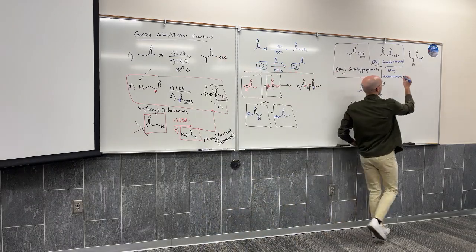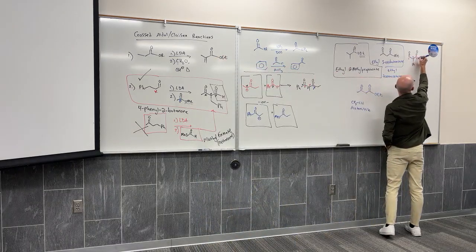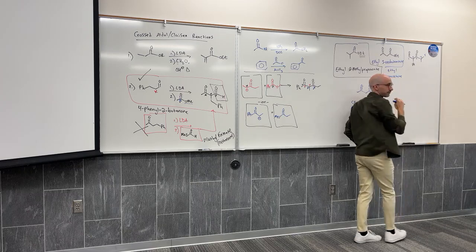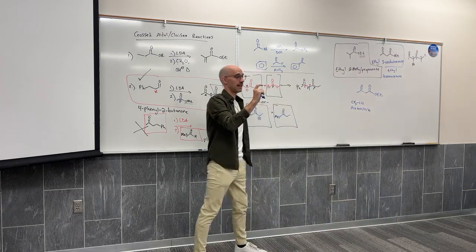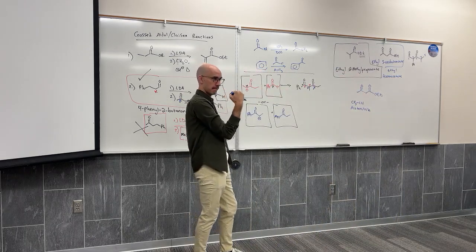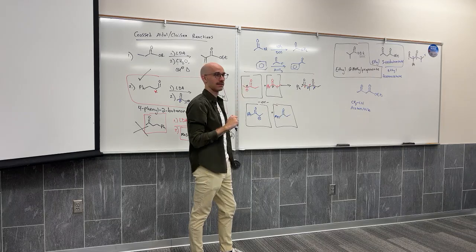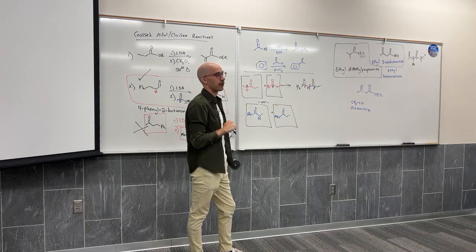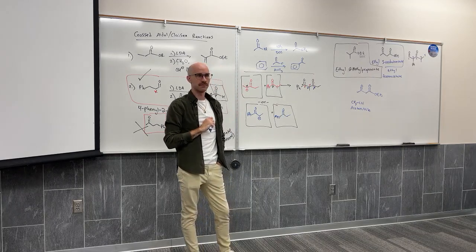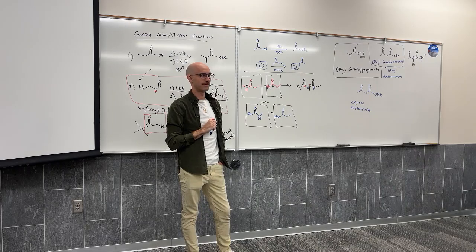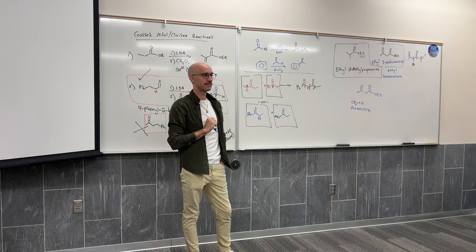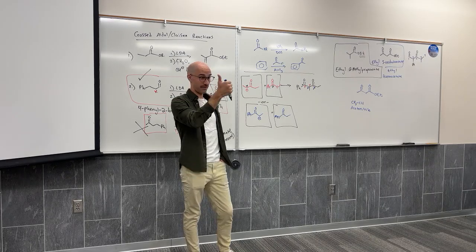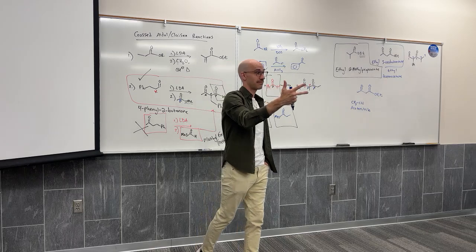So I'm numbering from left to right. 1, 2, 3, 4, 5. So instead of anal, it's going to be pentanal. And what substituents will I have? Phenyl, oxo, and methyl.